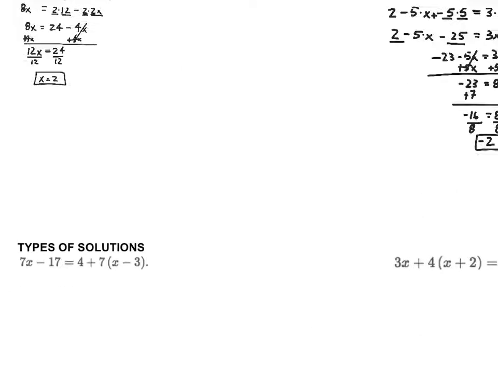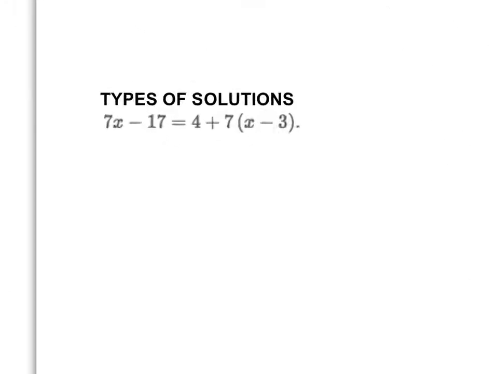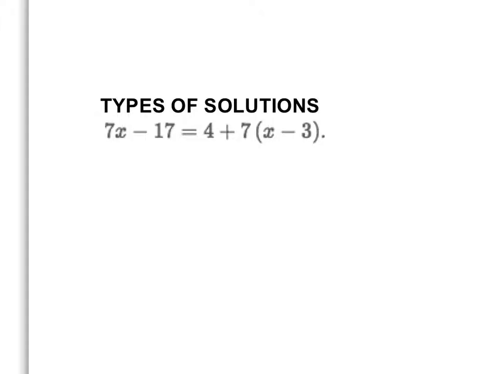All right. Let's talk about types of solutions. We're going to run into this issue where we solve an equation, and something's going to happen, and things are going to be really jacked up. So the first thing I want to do is take the 7 and distribute it to the x and to the negative 3. So then I'm going to get 7x minus 17 is equal to 4.